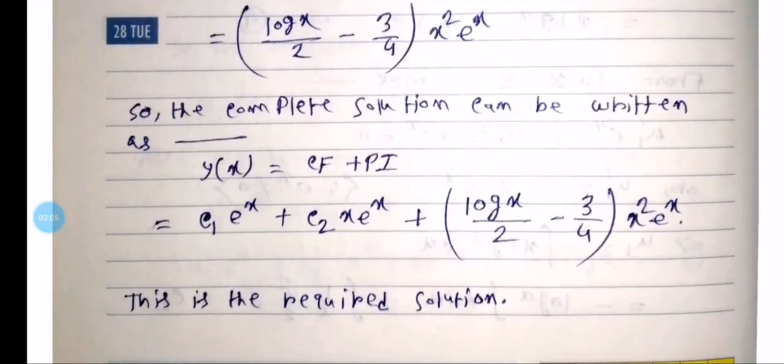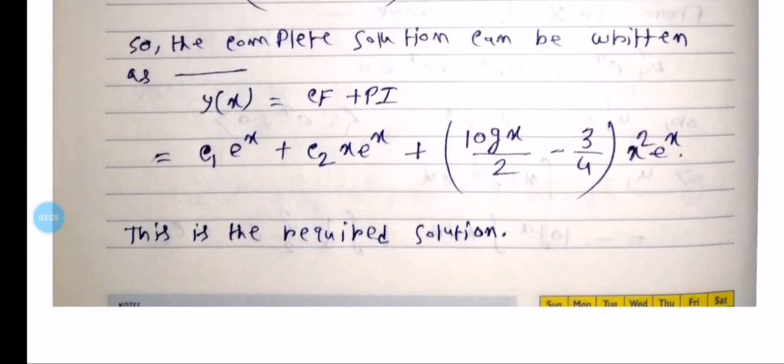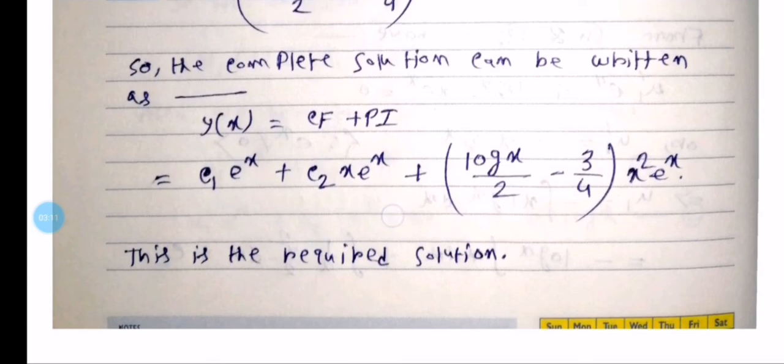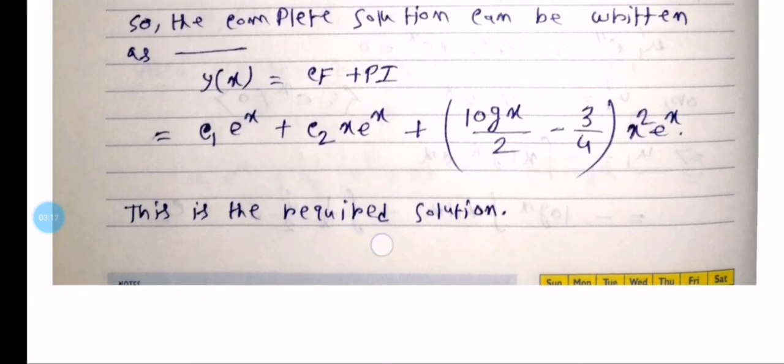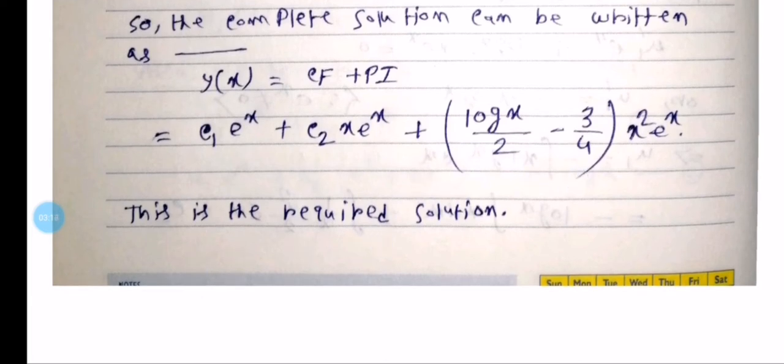So the complete solution you can write as y(x) equals CF plus PI. So c1 e to the power x plus c2 x e to the power x plus the required PI, and this total solution is our required solution.